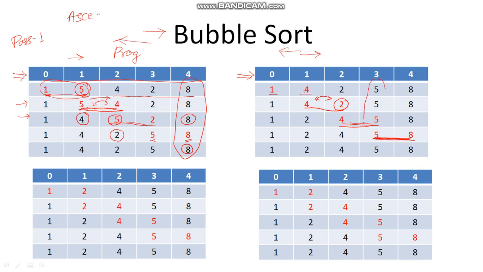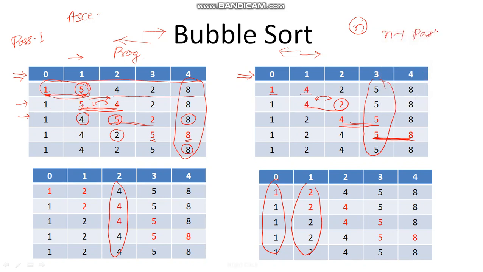After the second pass, we have placed the second largest element at the second last position. In the third pass, we will place the third largest element at the third last position, and it continues until we get the sorted array. For n values, we need n minus 1 passes, and each pass will have about n steps. That will all come when we discuss the complexity of the bubble sort algorithm.